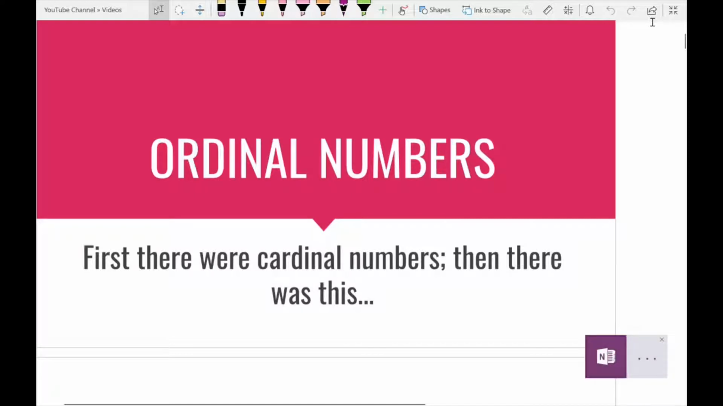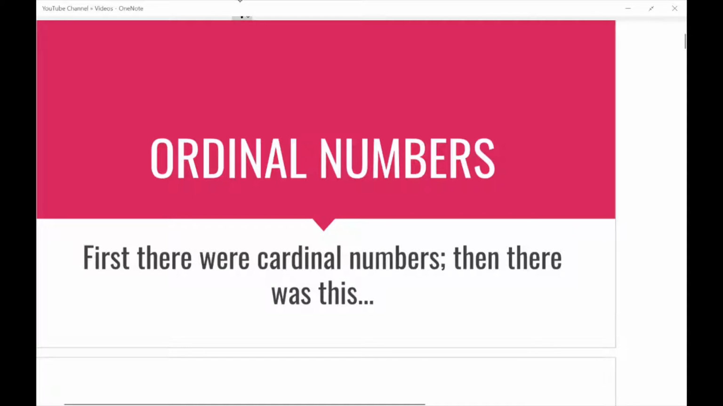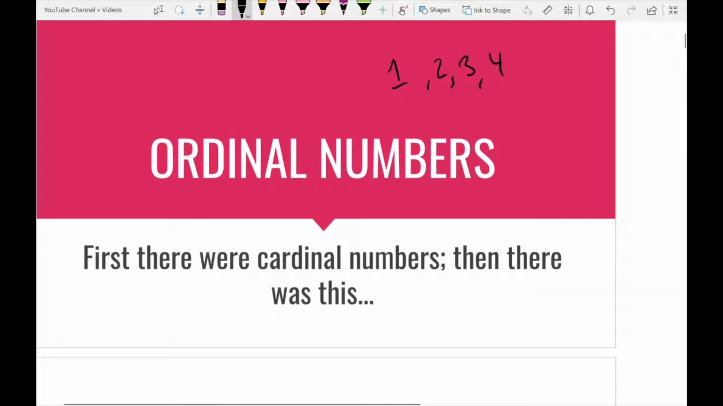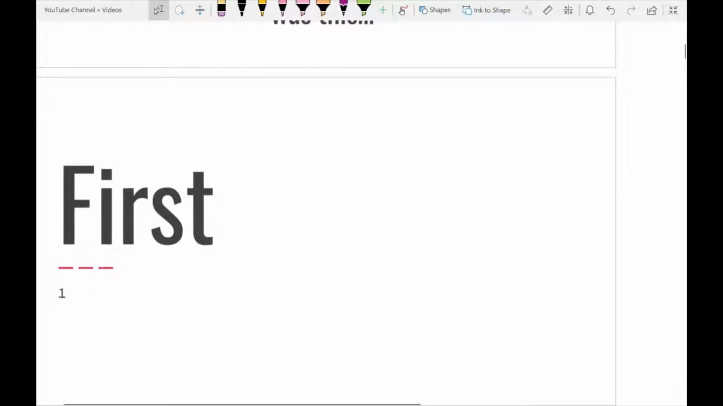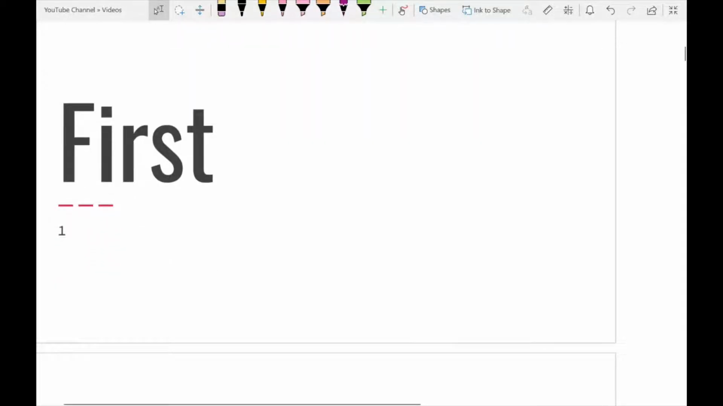So, the last video we went over cardinal numbers, and these are our numbers like 1, 2, 3, 4, etc. Today we're going to be going over ordinal numbers. Don't worry too much about the name of it. It's just going to be about putting things in place, putting things in order, right? That's where we get the ordinal from. So, what are they? They're just going to be numbers, like I said, you're going to be putting in place.